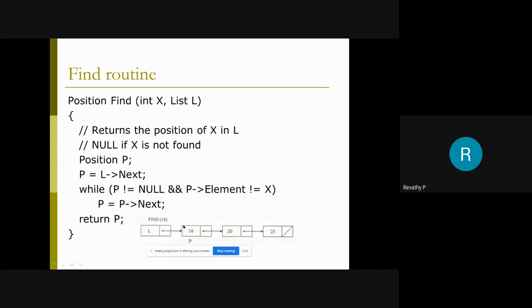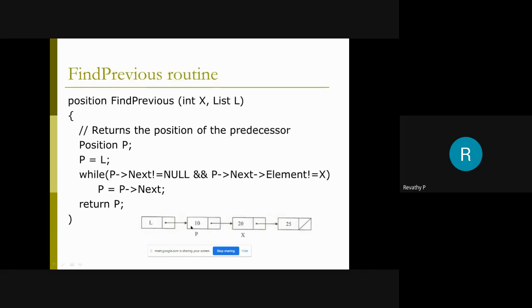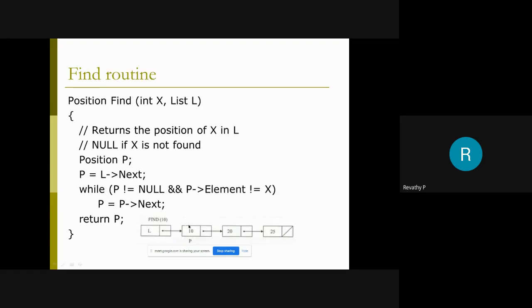So we are going to start with the first element and check whether this P is the element. If P of element is the value of X, that is, if it is equal to 10, then we are going to return this P. If it is not equal to 10, we will move to the next element. So let us take the example of finding the value 10.